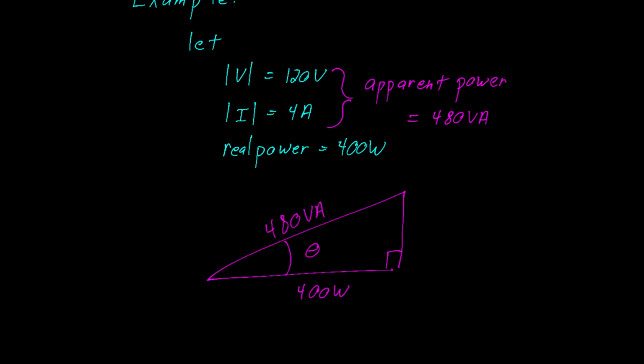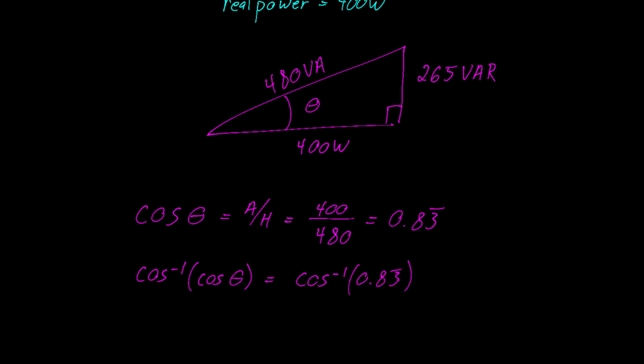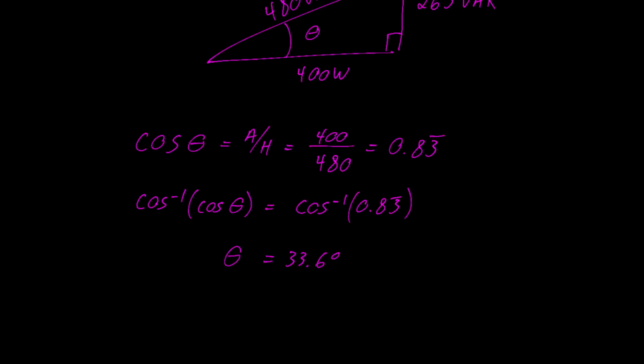When we construct our triangle, we put 400 watts on the base, 480 volt amps on the hypotenuse. Using Pythagorean theorem, we can solve for 265 volt amp reactive for the opposite side. And then we can solve for theta using a little bit of trigonometry. That works out to about 33.6 degrees. If you're using your calculator, you could have put these numbers in and then done a rectangular to polar conversion.